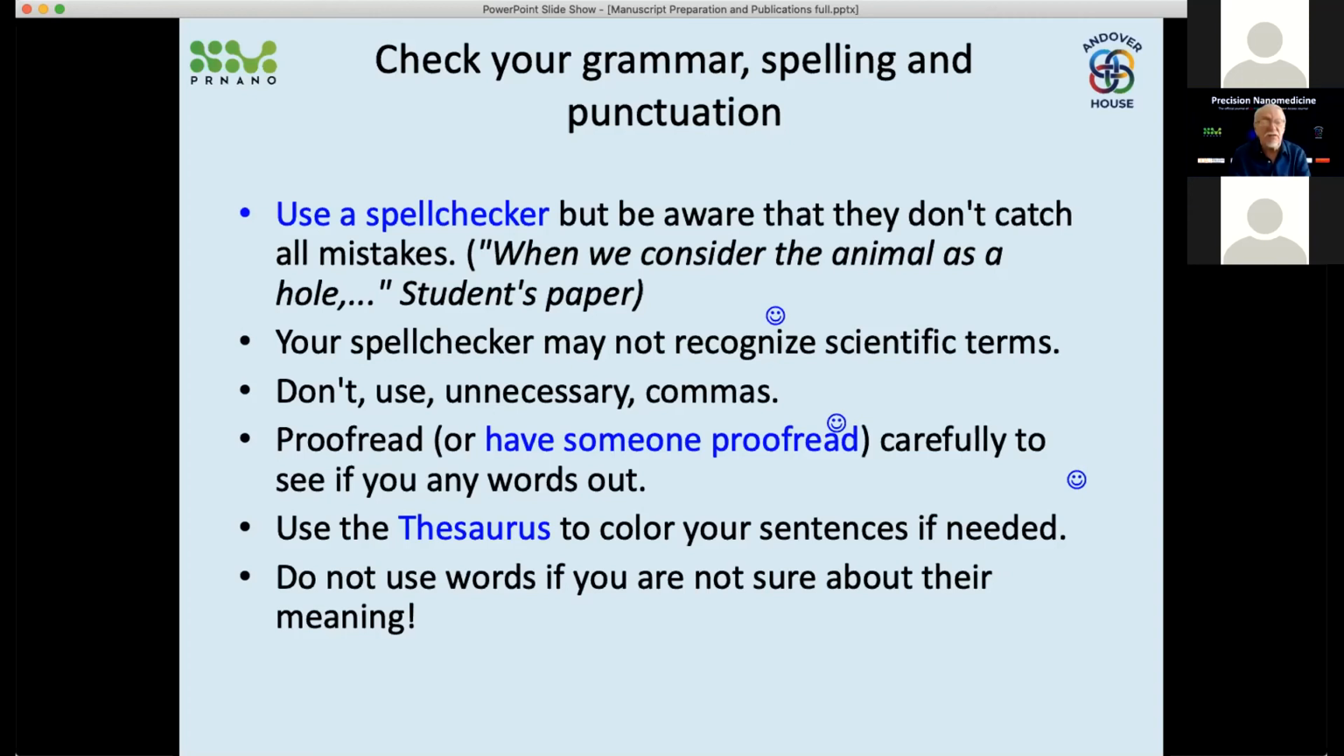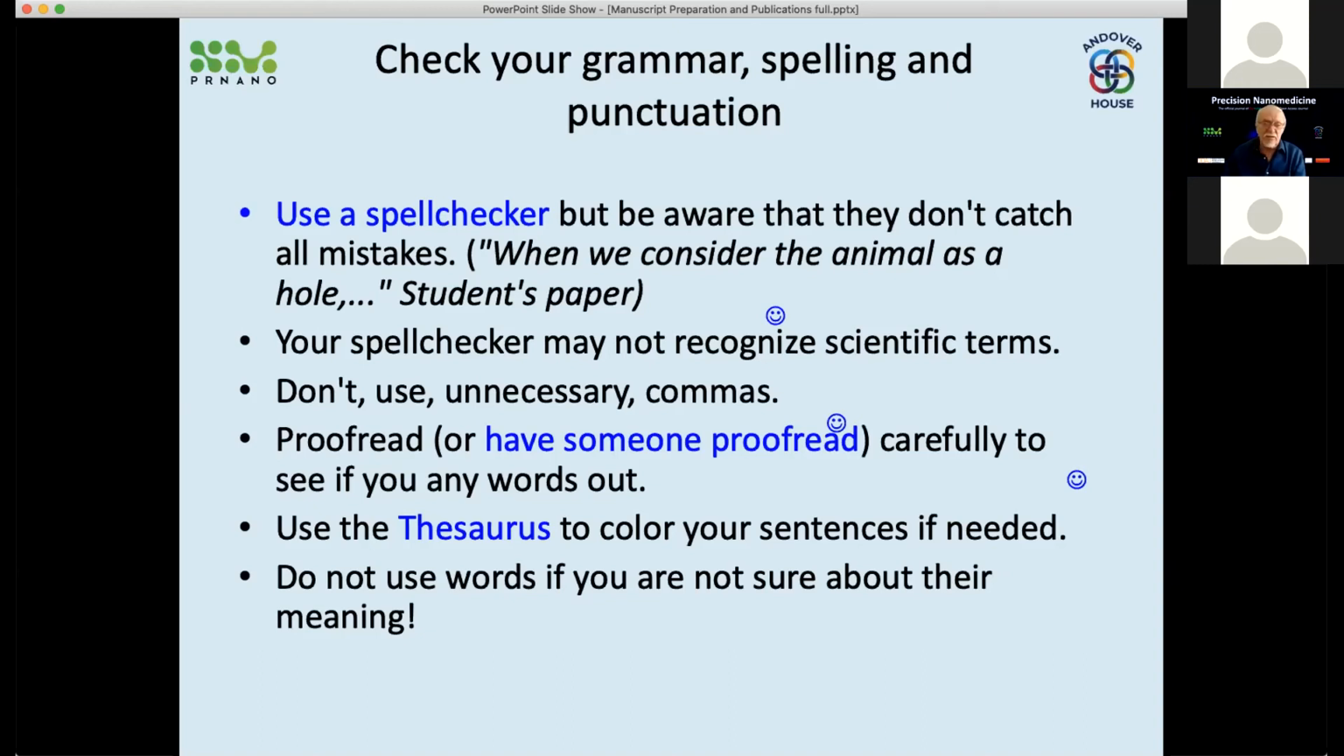They just look at the form of the word. So when they consider an animal as a whole, the whole is a meaningful word, but the sentence is funny. A spell checker may not recognize scientific terms. You have to teach it.